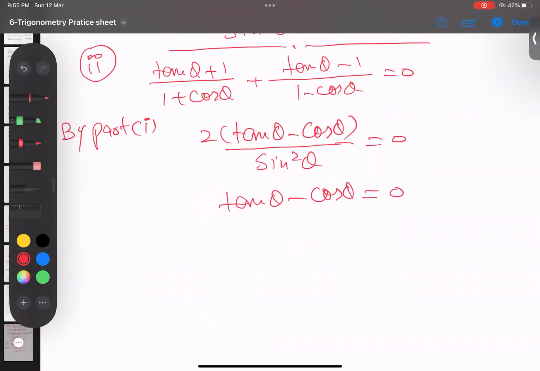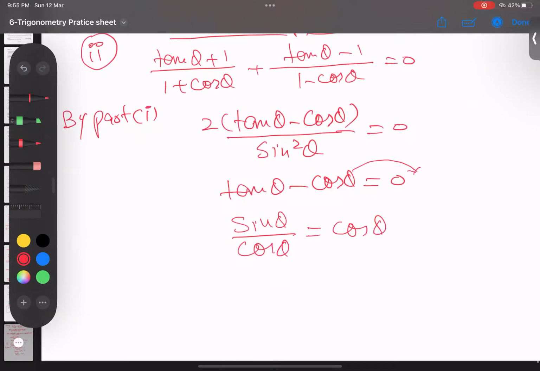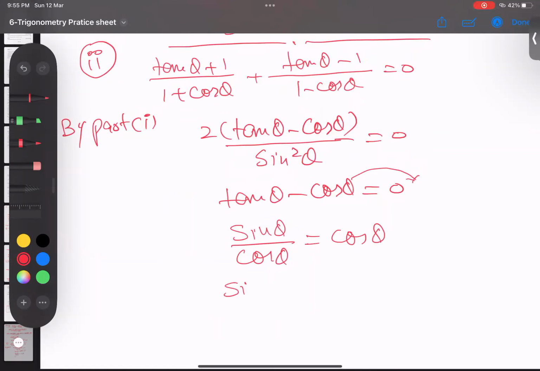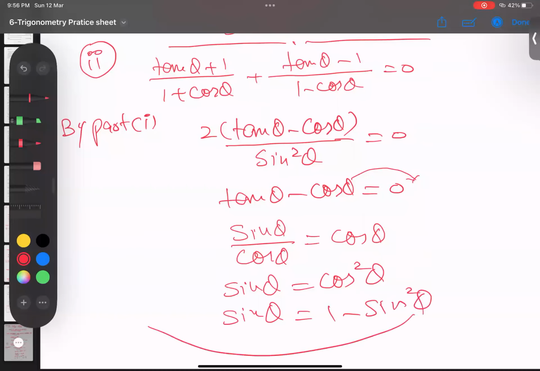Now, how to deal with this? What is tan? The tan value is sine theta by cos theta. And this cos I bring on the other side, like this. Cross multiply, I will get sine theta is equal to cos times cos, which gives cos square theta. Now, what is the cos square theta value, students? All of you know 1 minus sine square theta. Bring both values to the left side. What happens then? I get sine square theta plus sine theta minus 1 equal to 0.